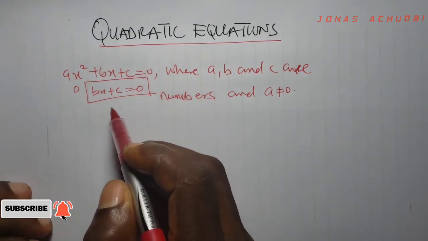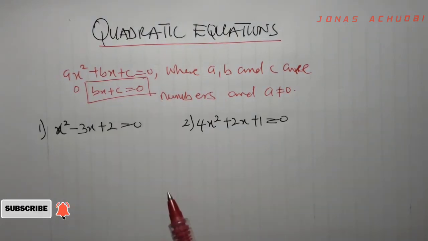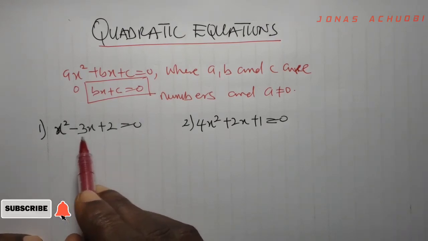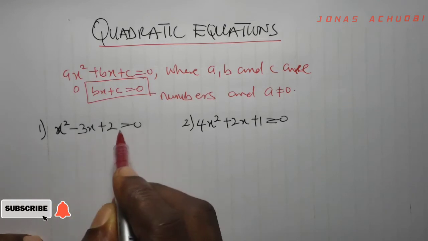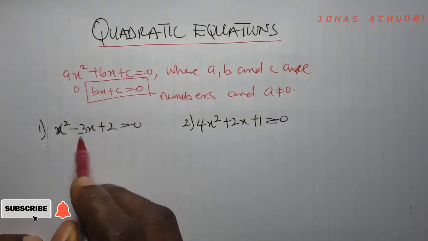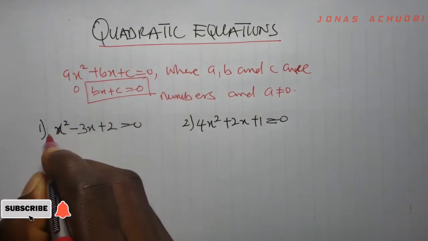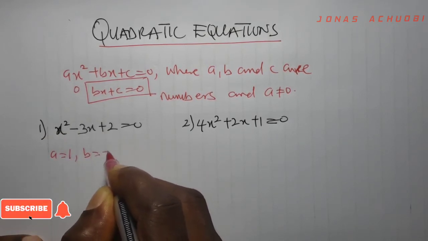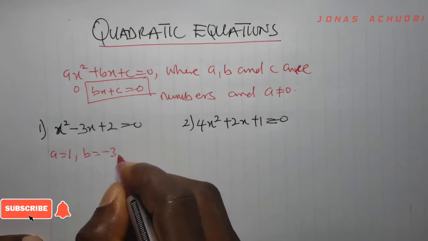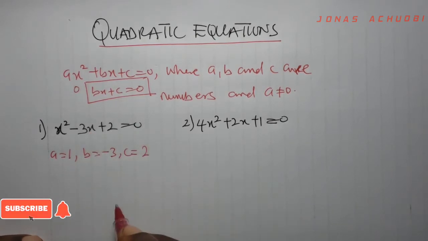Examples of quadratic equations are the following. 1. x squared minus 3x plus 2 equal to 0. Now if we compare this equation with the general form, we see that a here is 1, that's the coefficient of x squared. Our b here is negative 3, the coefficient of x, and our c here is 2.